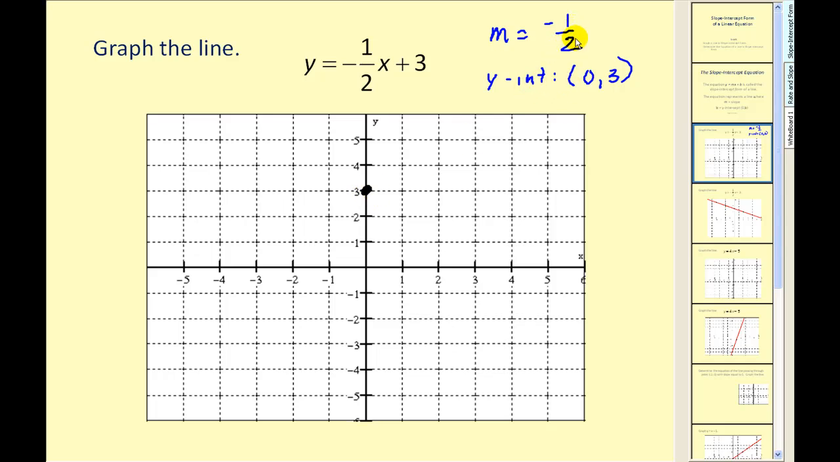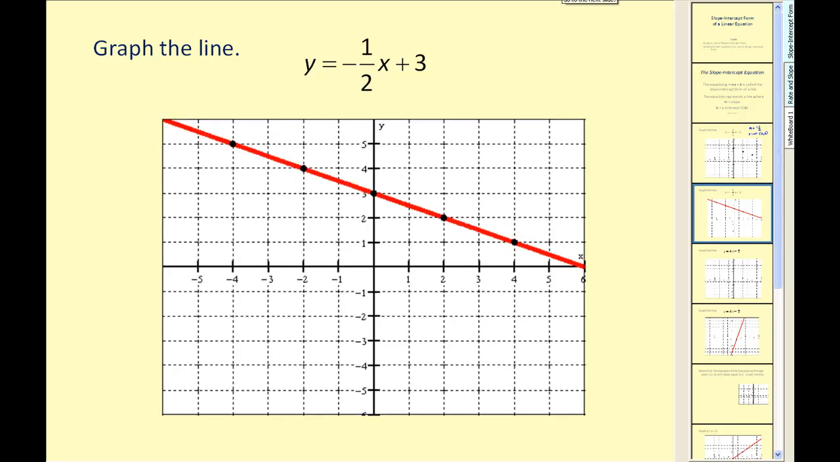Remember, the slope tells us the change in y over the change in x. So the change in y is negative 1, so we're going to go down 1. The change in x is positive 2, so we'll go right 2. So from the y-intercept, we go down 1, right 2. And we can do that again if we wish, down 1, right 2. Essentially what we have to do now is just connect these 3 points to form a line. Our line would look something like this.